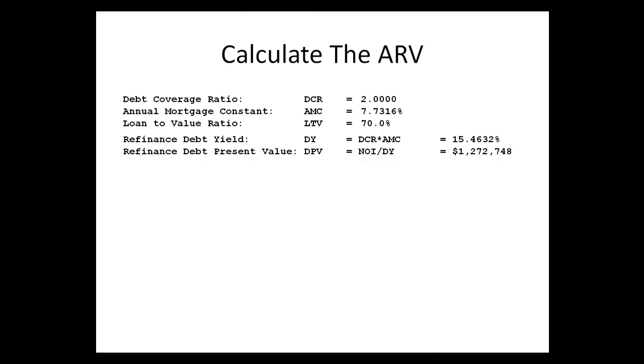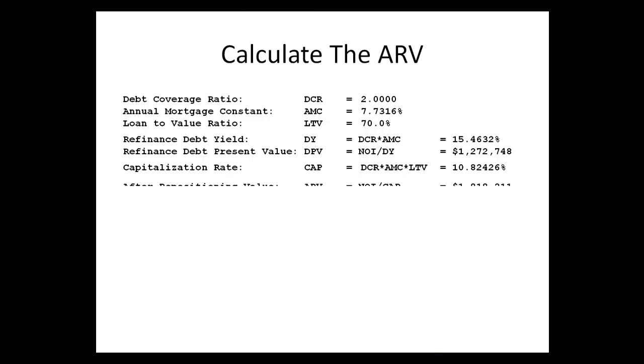We then calculate the debt present value. We take the net operating income on the pro forma and divide it by the debt yield. This calculates the debt, the refinance debt. We also calculate the cap rate as 10.82426%. The after repositioning value is the net operating income divided by the capitalization rate.